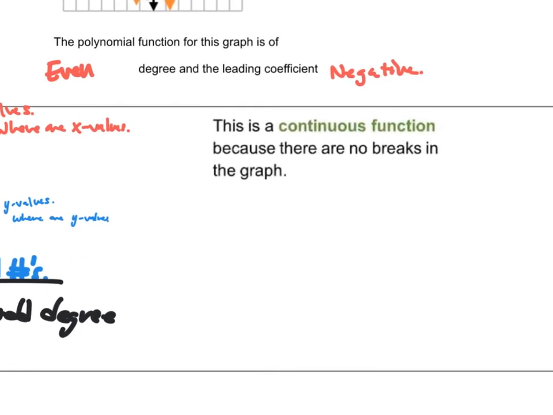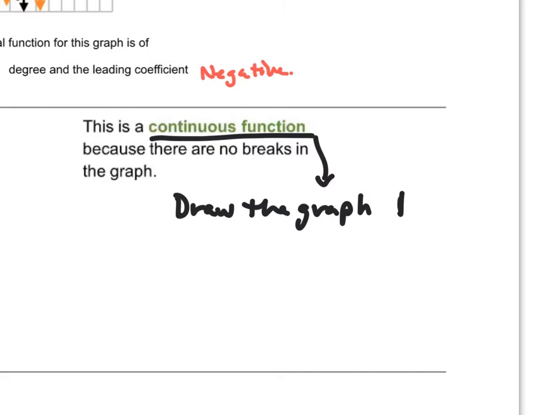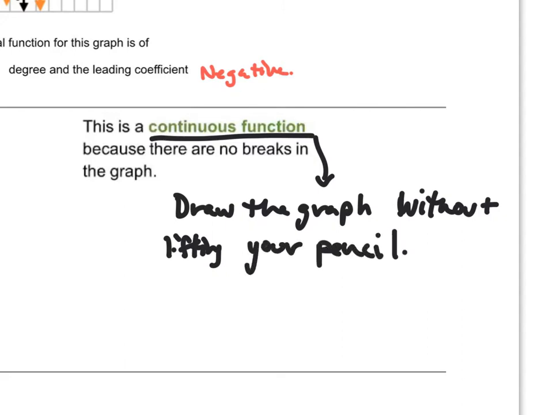Let's come over here, and we're going to write that this is a continuous function. We learned about this in calculus too, because there are no breaks in the graph. Continuous function is a vocab word. We need to be able to understand what that is. A continuous function means that you can draw the graph without lifting your pencil.